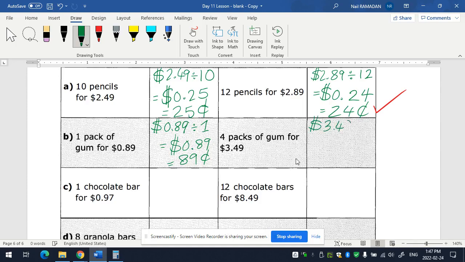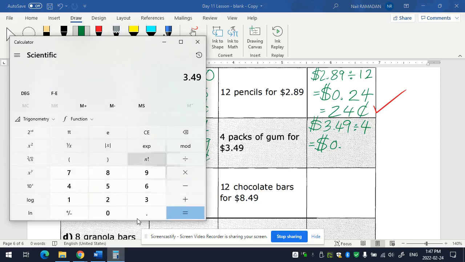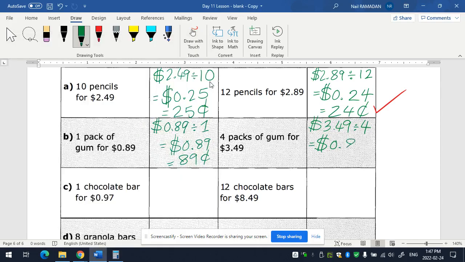So 349, but this time for 4 packs of gum. Well, that's point something for sure. We need to know how much exactly. Yeah. Point. Okay. 8725. Nope, just 87, because the 2 is not going to affect this one. So 87 cents per what? Per pack of gum. This one also happens to be the better price.